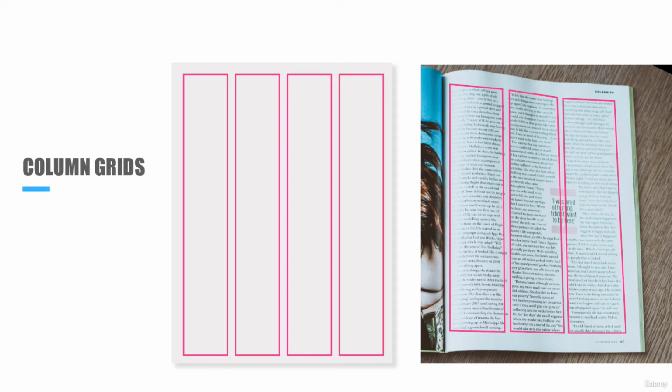Column grids are perfect for magazine layouts and spreads or anything that has a mixture of photos, quotes, and text. Column grids allow you to create places to break up the type and photos. These can be 2, 3, 4, or even 12 columns, depending on the complexity of your layout.